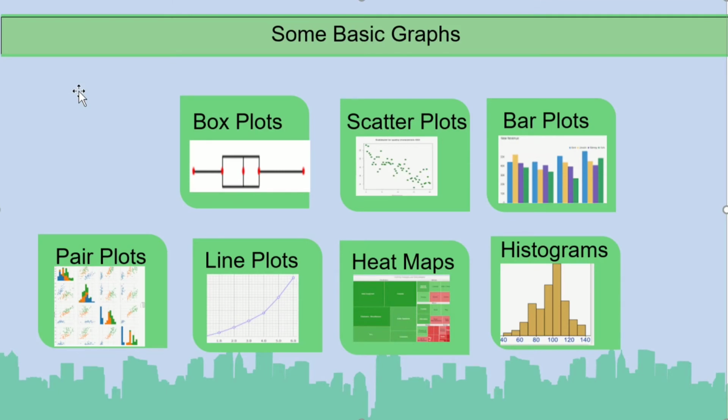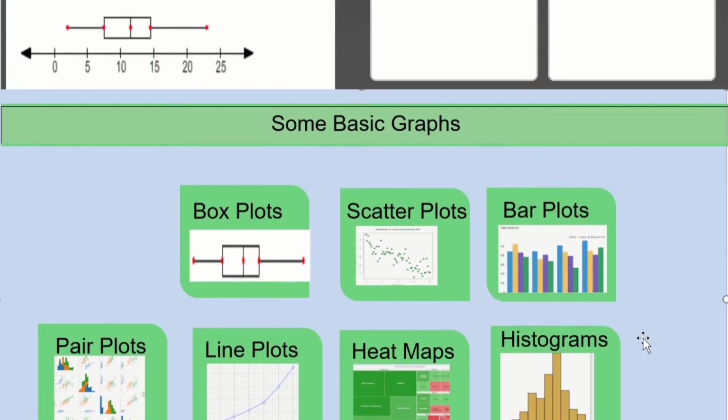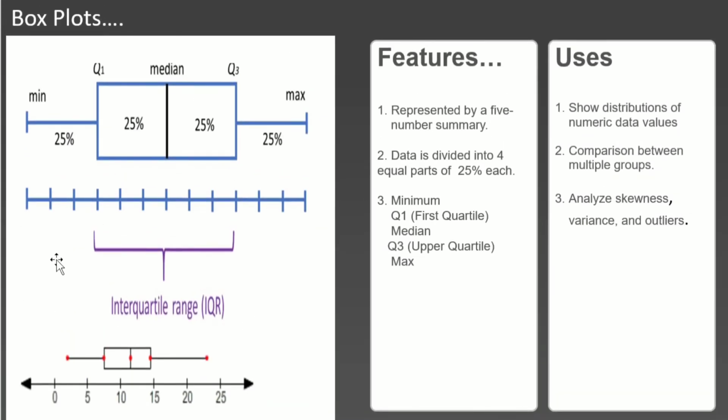Here are some basic graphs that you should have an understanding of: box plots, scatter plots, bar plots, pair plots, line plots, heat maps, and histograms. However, there are many more graphs that we'll learn in the upcoming journey, but this video is focused on box plots and how they are used in conjunction with machine learning, what their purpose is. And I will eventually be creating videos on each and every graph. So now let's see what a box plot is.